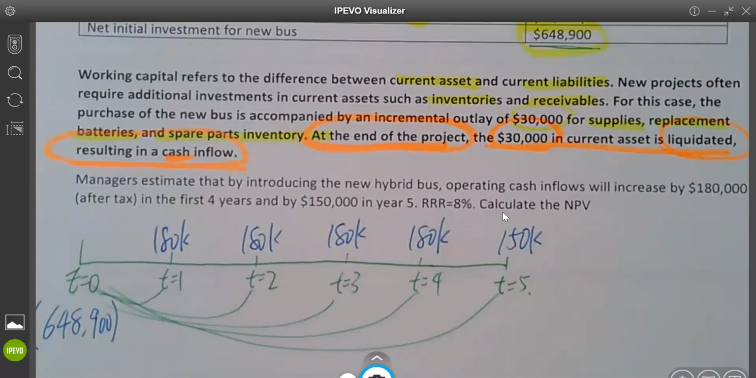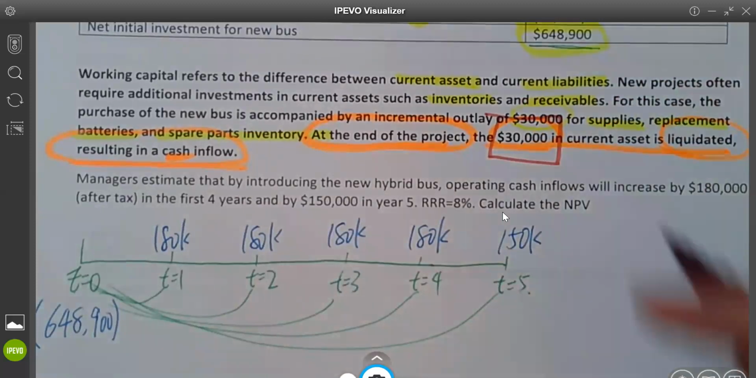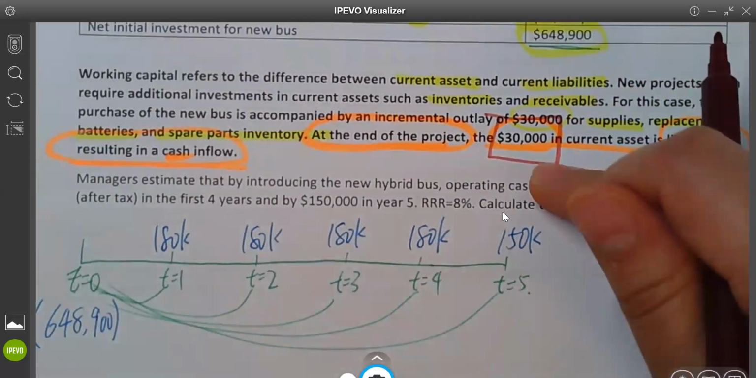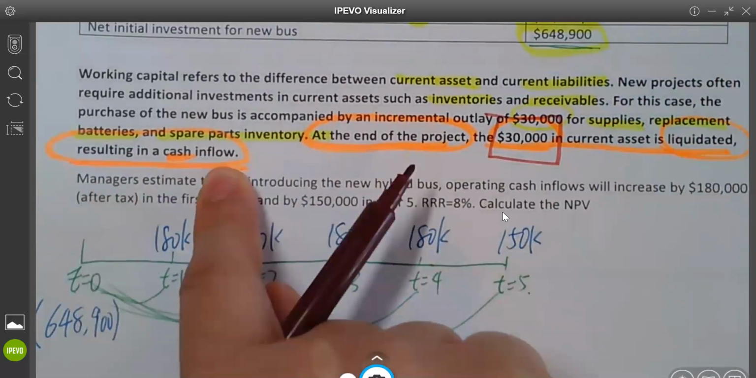This is not right. Hey, my students, this is not right. Why is this not right? Which part did I miss? If you do this in the final exam, if you do this in the CPA question, you will lose the point. Which part didn't I consider? Remember, at the end of the project, what will happen? You will get your 30,000 back as cash inflow.